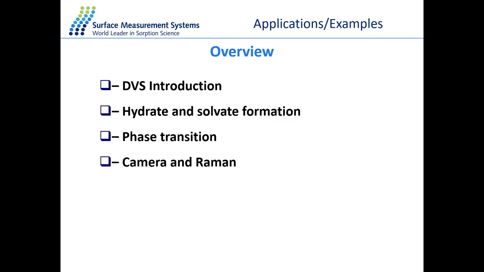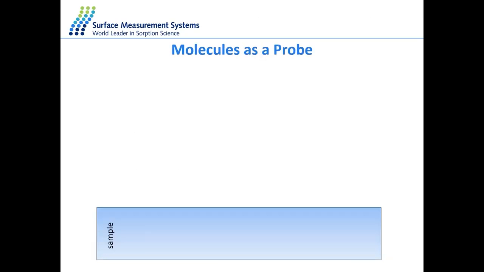And we're going to have a look at phase transition, typical that we analyze with DBS. So we're going to look at a couple of drying curves and a few glass transition phenomena. And lastly, we are going to have a look at a case study specifically using Raman to analyze hydrate and solvate formation. So let's start from our overview of the technique and the way we collect data using DBS.